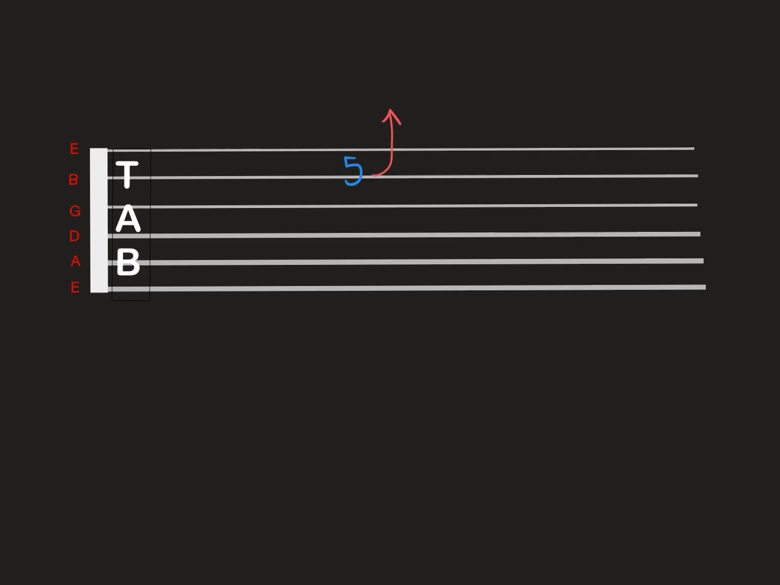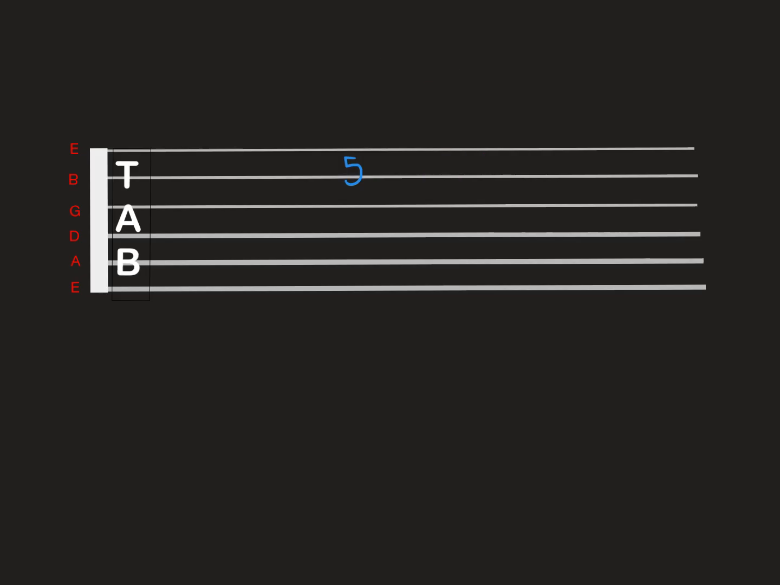And then we also might see something that indicates an up and downward bend. So it might go up and then down, and the note that it lands on might be written like that, 5. That means that you're doing a bend and then also a release.